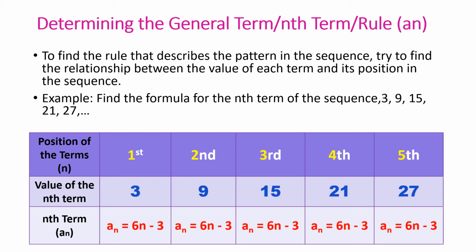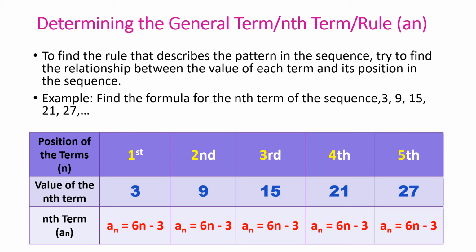So, itry natin. 6 times 1, that will be 6. Minus 3, kaya siya naging 3. So, ang formula pala natin for the nth term ay a sub n equals 6n minus 3. Kaya lang, kailangan pa natin itry ito sa second, third, fourth, at fifth term. Kapag nasatisfy niya lahat ng terms natin sa given sequence, ibig sabihin, ito na talaga yung ating nth term formula.